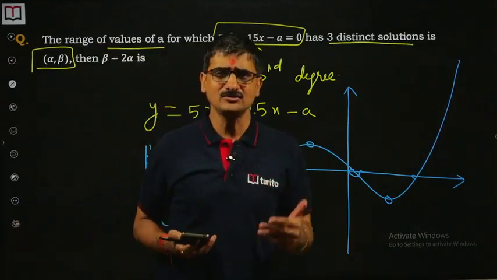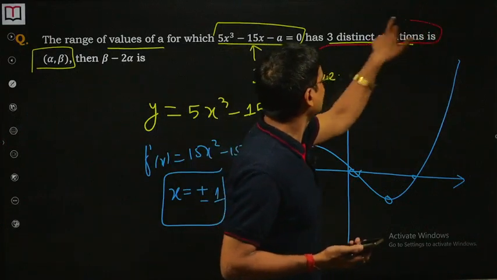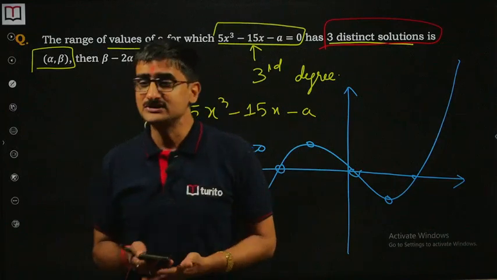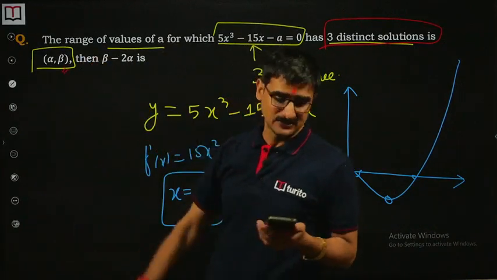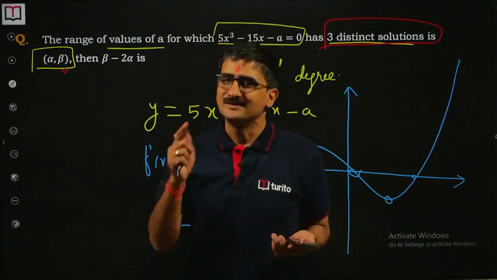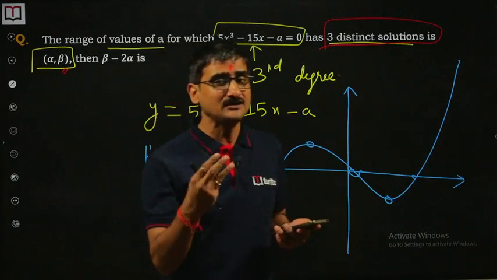Now you may say that they are talking about three distinct solutions. Where did they say that the roots are real? But then the solutions lie in this interval alpha to beta, so of course they have to be real. So we have three real distinct solutions.